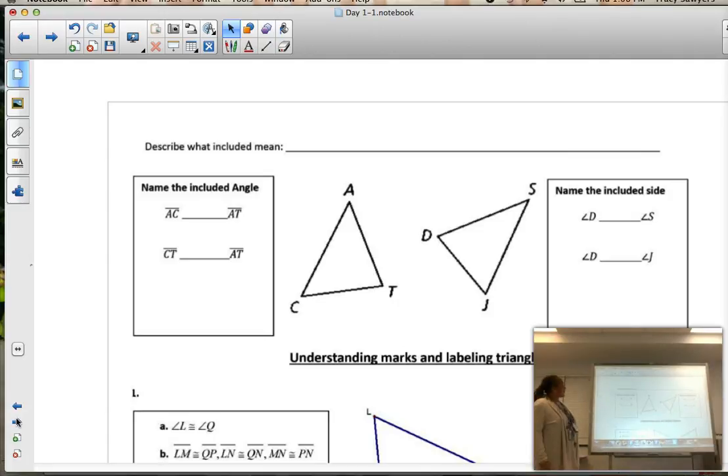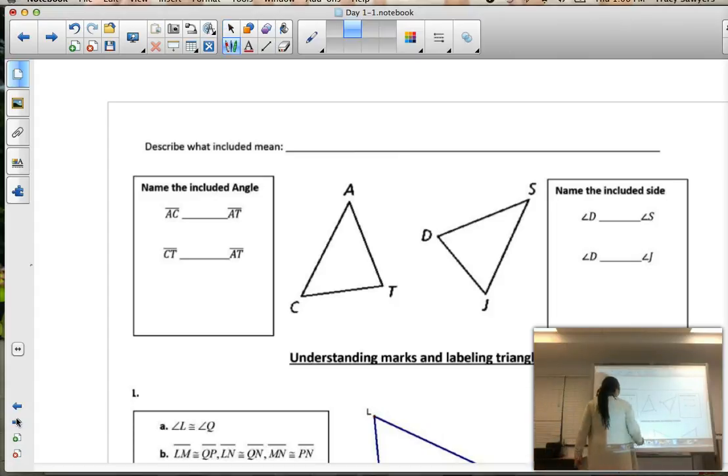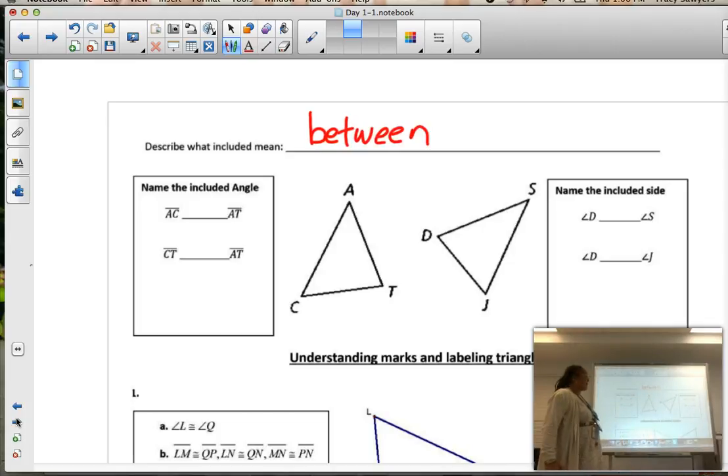Someone, please tell me, what does included mean? We've talked about it before. And it doesn't have to be a really, really great geometry definition. We can massage it. Yes, Tori? A part of. I like that. It's a part of. What's that? Combined. What else? Okay, now let's get a geometry word. When we're talking about included, we're talking about something that's between. It can be an angle, or it can be a side.